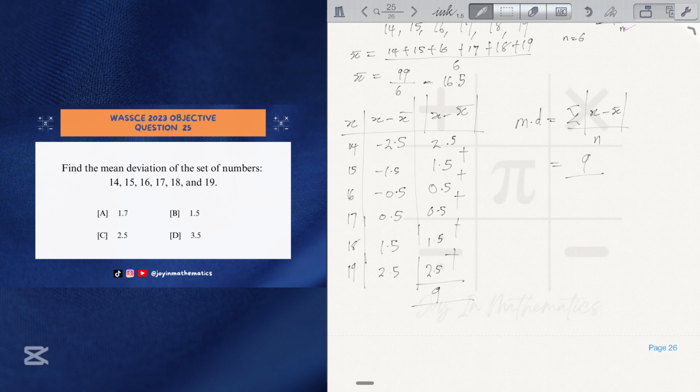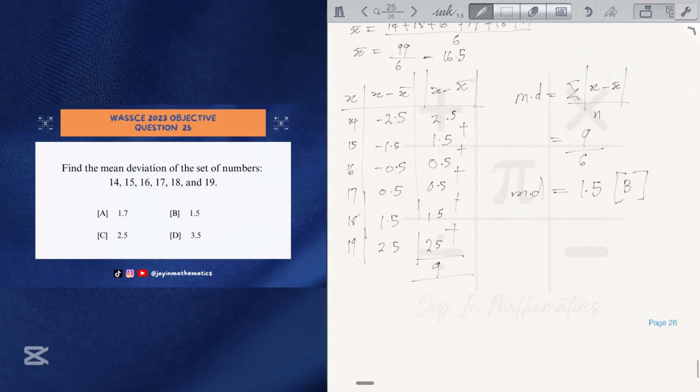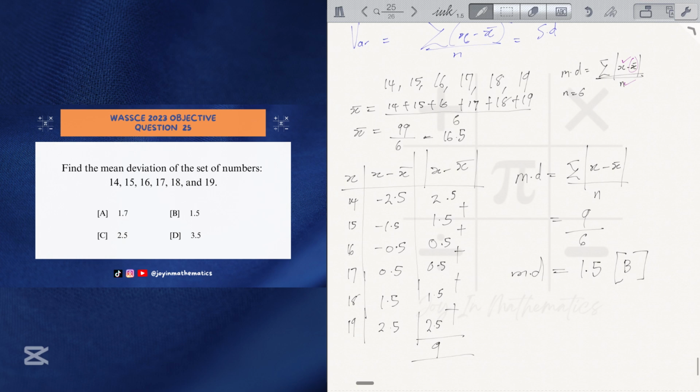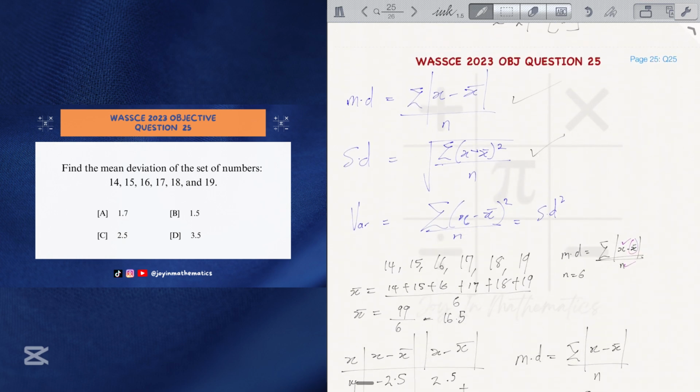The n, that's the number of terms, is 6. So 9 divided by 6 is 1.5. So we have the mean deviation to be equal to 1.5, which is equivalent to option B. So with that, we have learned the mean deviation of ungrouped data, just as we did for standard deviation as well as variance.